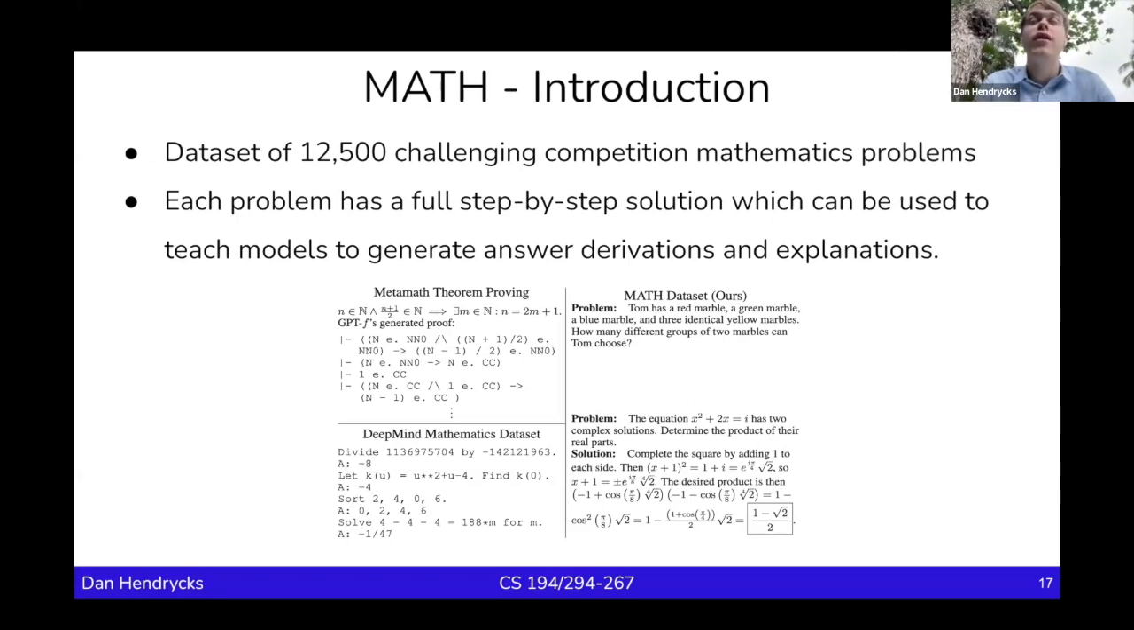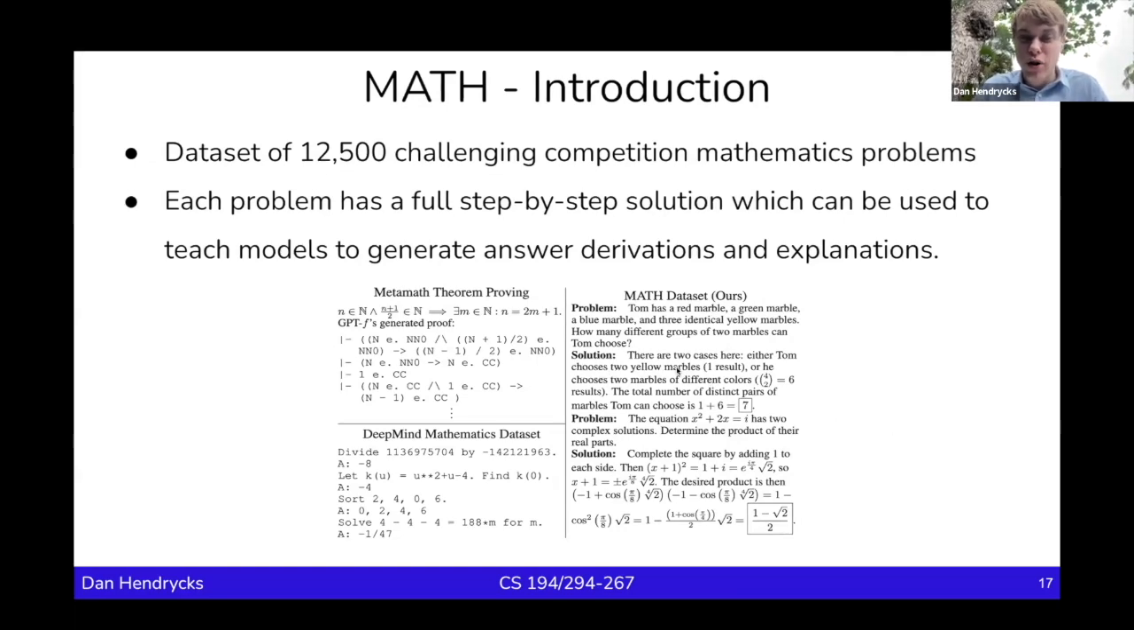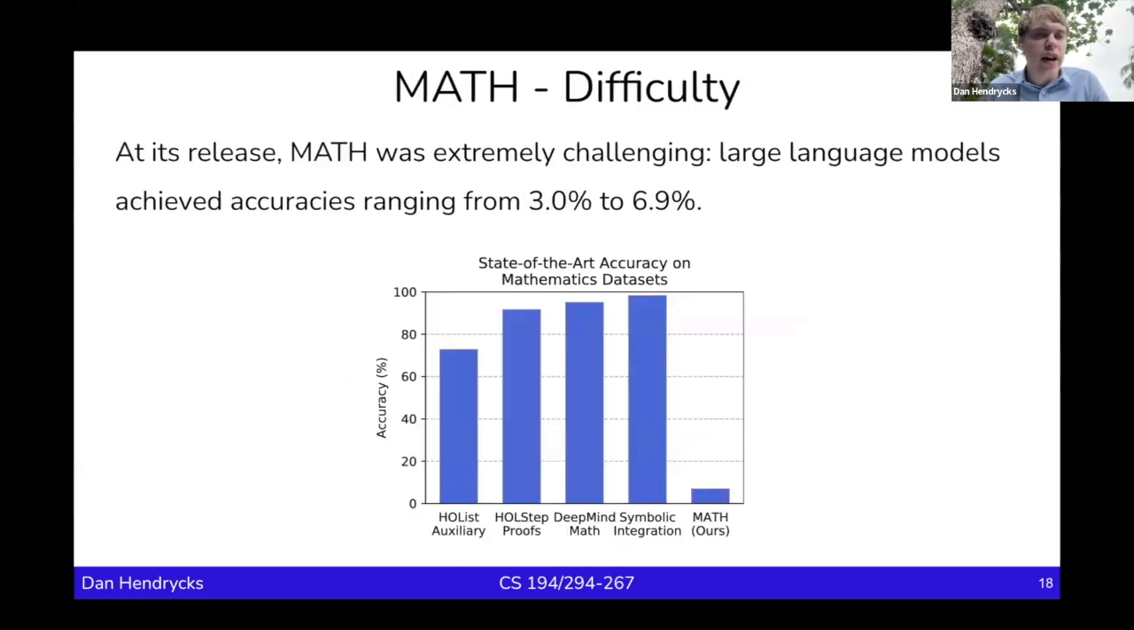So let me think about that myself. So the solution is there are 2 cases. Either Tom chooses 2 yellow marbles, in which case the group looks the same, or he chooses 2 marbles of different colors, and there are 4 different colors. So the total number of distinct pairs of marbles Tom can choose is 1 + 6 = 7. Okay. Anyway, it requires some thinking. But that's largely what this dataset's trying to test.